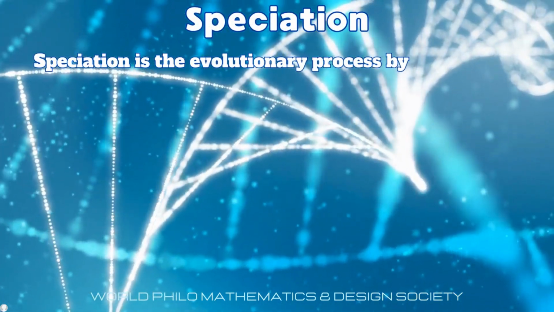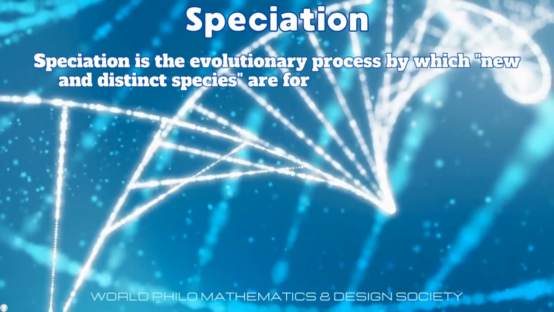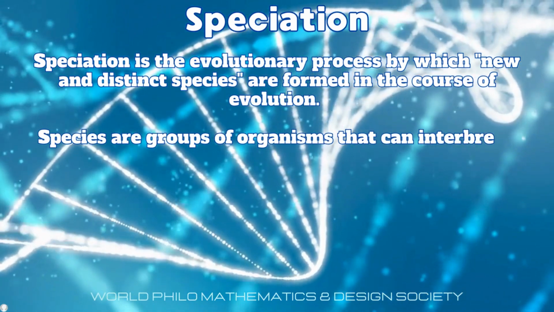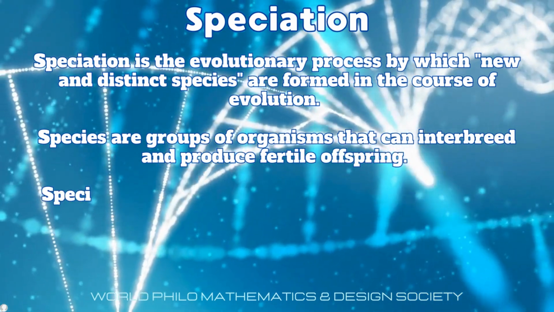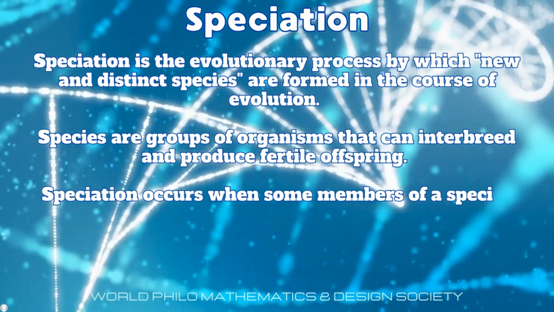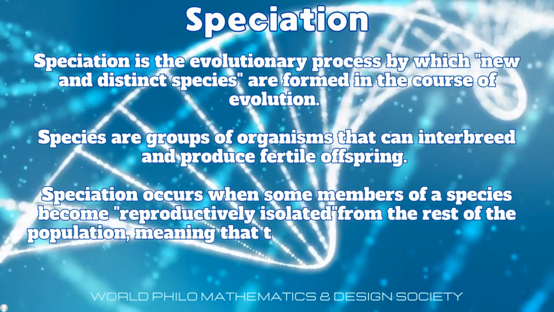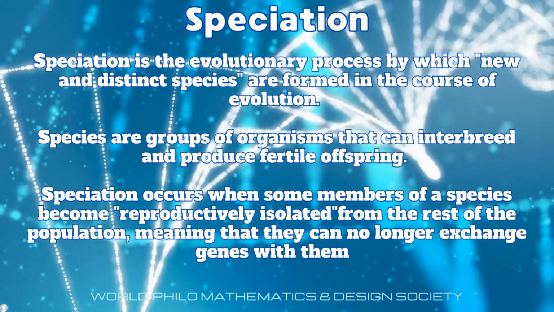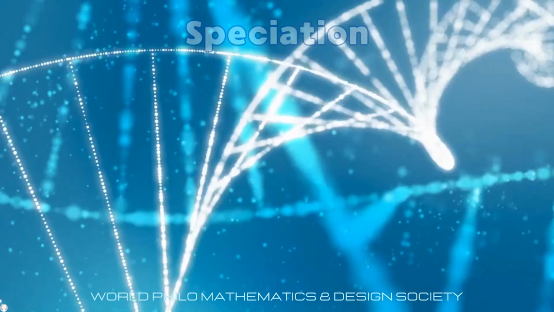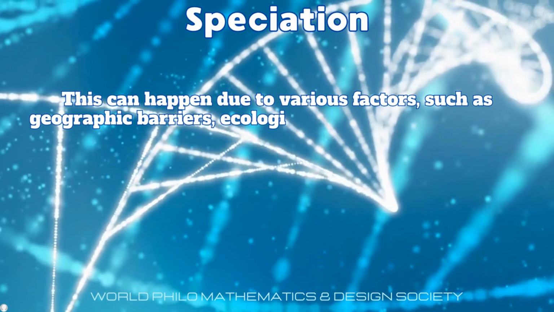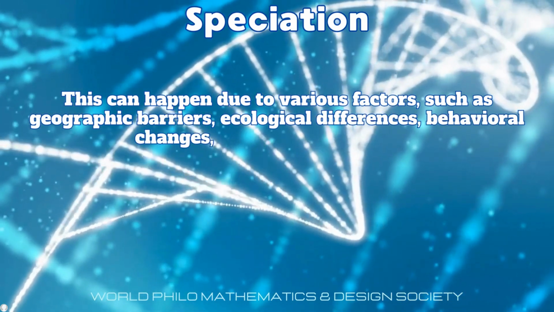Speciation is the evolutionary process by which new and distinct species are formed in the course of evolution. Species are groups of organisms that can interbreed and produce fertile offspring. Speciation occurs when some members of a species become reproductively isolated from the rest of the population, meaning that they can no longer exchange genes with them. This can happen due to various factors such as geographical barriers, ecological differences, behavioral changes, or genetic mutation.